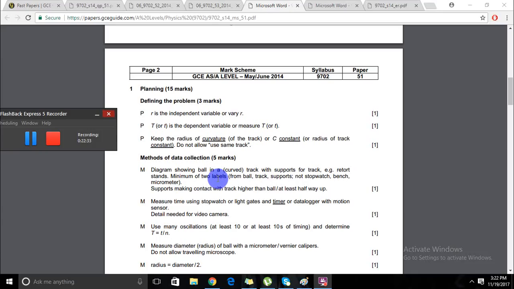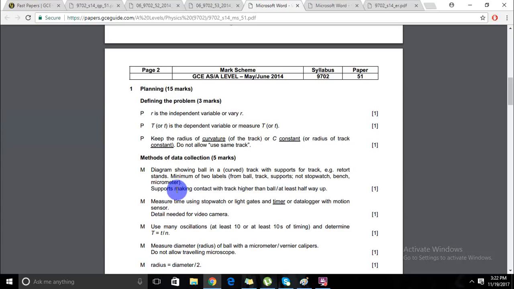And labeling is something you should do as well. For example, you could label the ball, the track, the supports, but not the stopwatch, the bench, or the micrometer, because those aren't exactly part of the experimental setup itself. And the supports should make contact with the track higher than the ball. Kind of obvious.